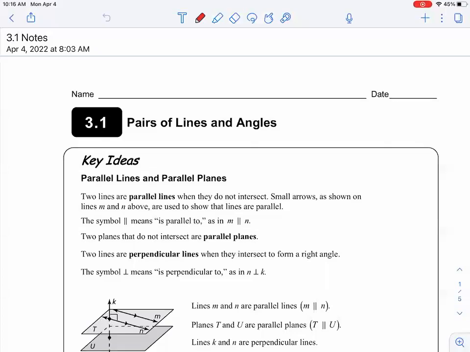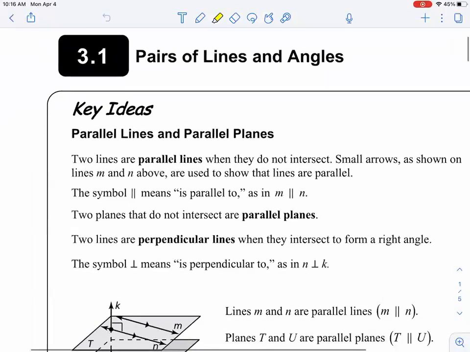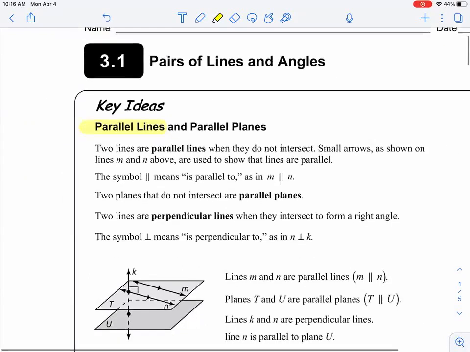All right, let's talk about the 3.1 section here. In 3.1, we are going to begin talking about parallel lines, and later on, perpendicular lines, okay? So parallel lines and perpendicular lines. Parallel lines, you guys have probably heard that term before, but parallel lines do not intersect. They don't intersect and they're on the same plane as well.